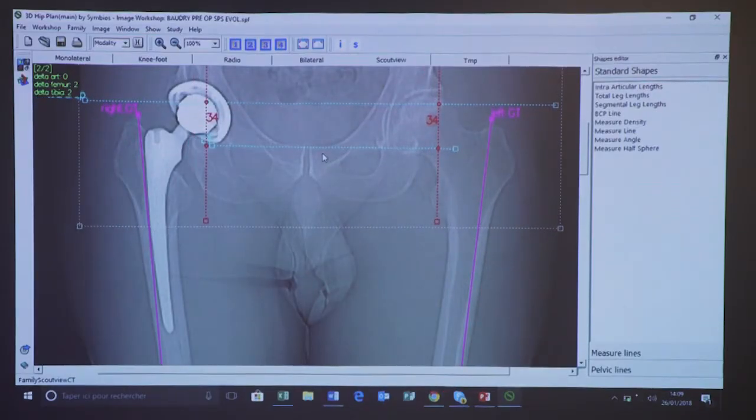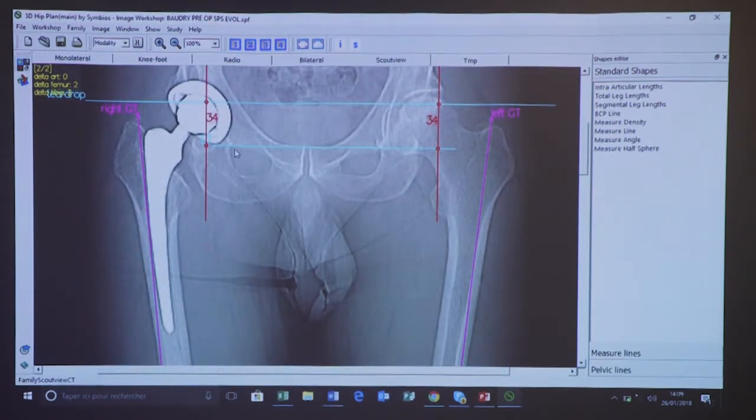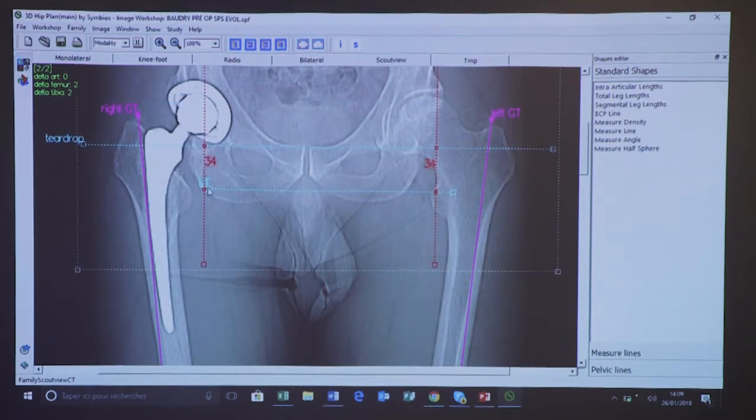First thing is to analyze what we call the intra-articular lower limb discrepancy. So we are dealing now with the left hip, and you can see here we use quite standard landmarks. The teardrop here, and here the teardrop, and here I usually use the middle of the lesser trochanter.